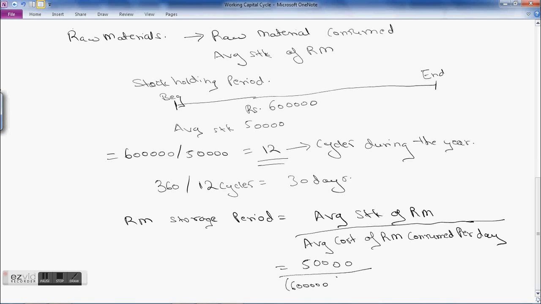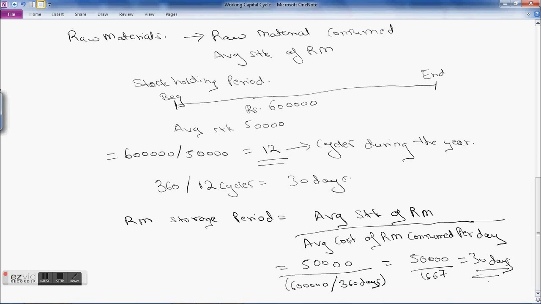Divided by 6 lakh, which is the cost of raw material for the year, or raw material inventory consumed for the year. So 6 lakh divided by 360 days will give you the average cost of raw material consumed per day. So this is nothing but 50,000 divided by 1667. So it is 30 days.